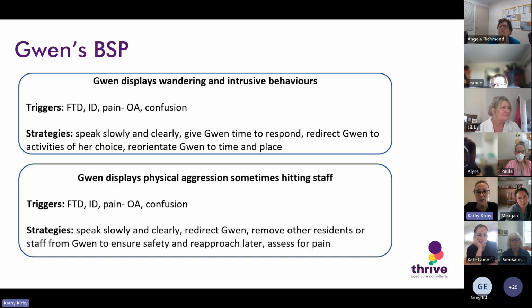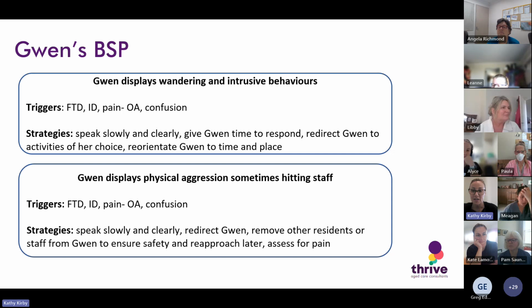So commonly what I see in behaviour support plans is this, okay? Gwen has got wandering and intrusive behaviours. What are her triggers? Well, what have we got listed here? Basically her diagnosis, and we've got pain in there. Well, beautiful. That's one thing that we've identified. But when we look at her strategies: speak slowly and clearly, give her time to respond, redirect Gwen to activities of her choice, reorientate her to time and place. Does this look familiar or sound familiar to anyone? I'm seeing a few nods as well.